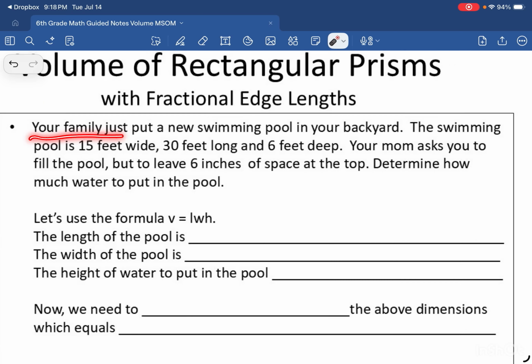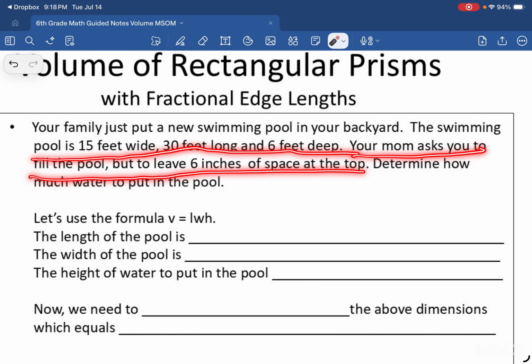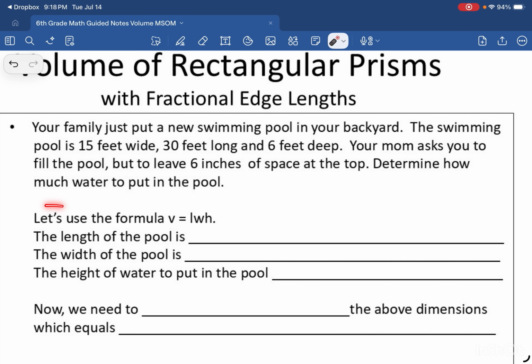Your family just put a new swimming pool in your backyard. The swimming pool is 15 feet wide, 30 feet long, and 6 feet deep. Your mom asks you to fill the pool but to leave 6 inches of space at the top. Determine how much water to put in the pool.